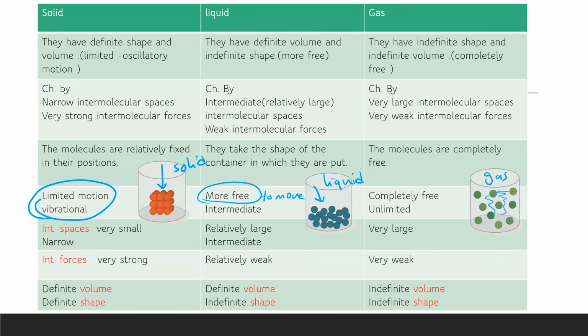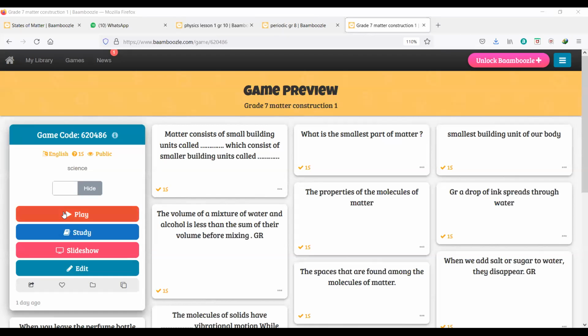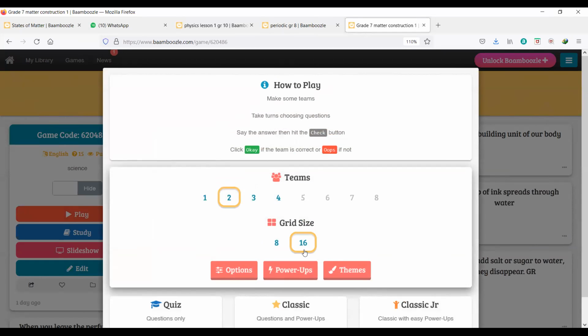Okay. Any problem here? Do you want me to repeat any parts before I ask you? I'm giving you the chance to ask me before I ask you. Okay, great. Let's go. Let's do bamboozle. Grade 7. We have only 10 minutes.